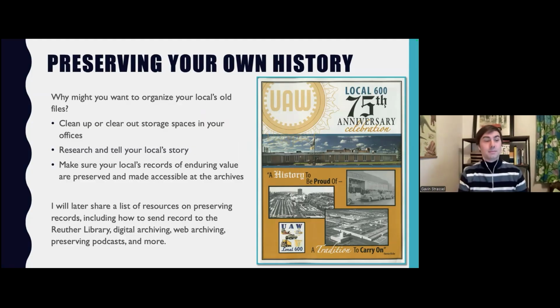Or maybe your local has a big anniversary coming up and leadership wants you to start bringing together the historical records so that you can better tell the story of the union's history and maybe produce a book or something like this pamphlet Local 600 made for their 75th anniversary. Or maybe you're just proud of your local's history and you want to make sure that your union brothers and sisters' accomplishments and efforts are preserved and make their way into the archives. And no matter the reason, it's always good to take a proactive step to get a handle on your local's old records.